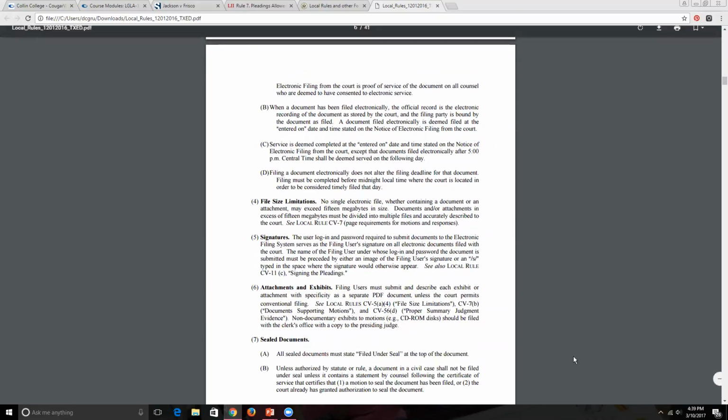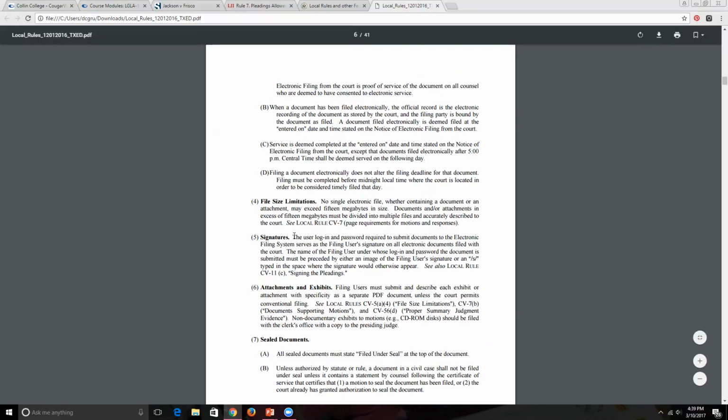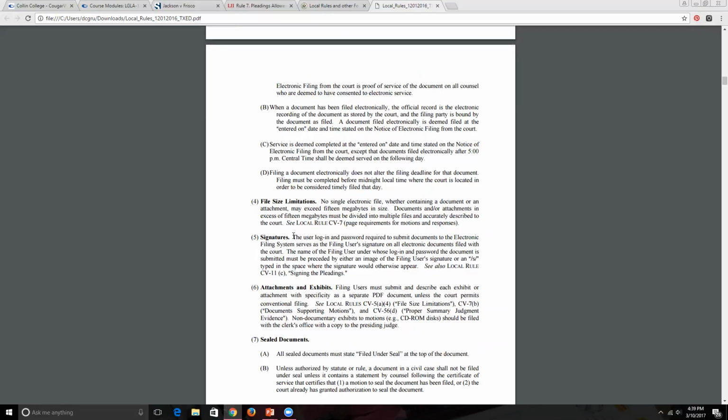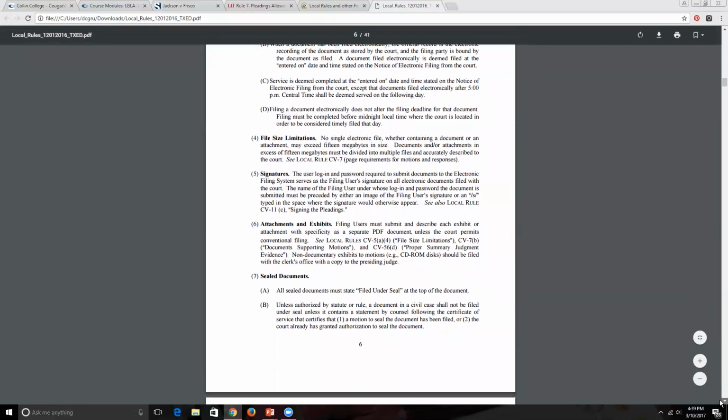And there's information about signatures. How do you actually sign the document? Because as we know, under Rule 11, the documents have to be signed. Well, how do you sign an electronic document? Well, this gives you some information about that.